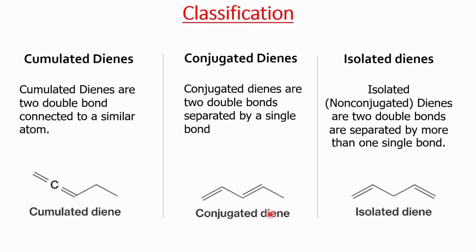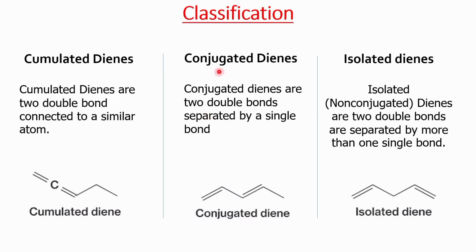So let us talk about cumulative dienes. Cumulative dienes are those having double bonds on a single carbon. Let us see this example. This is a carbon having two double bonds, one with this carbon and one with this carbon. So the two double bonds are connected to the same atom. That is called cumulated dienes.